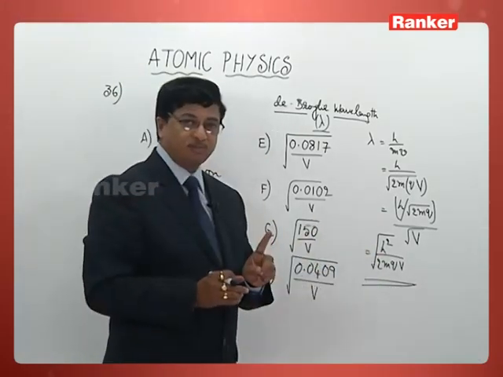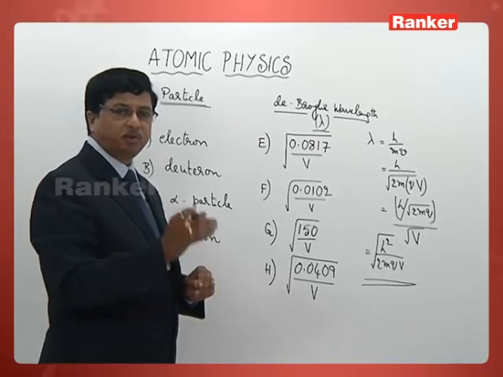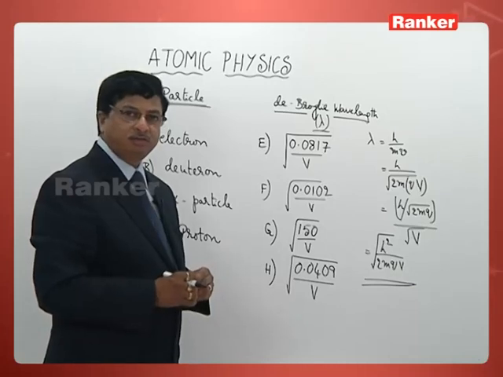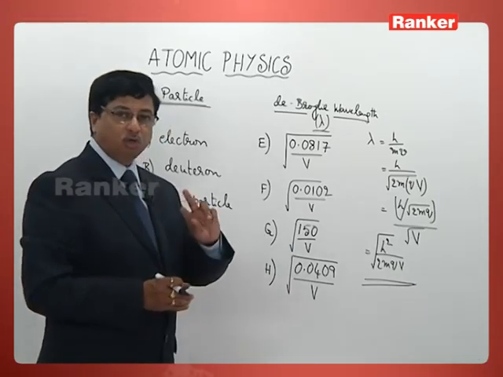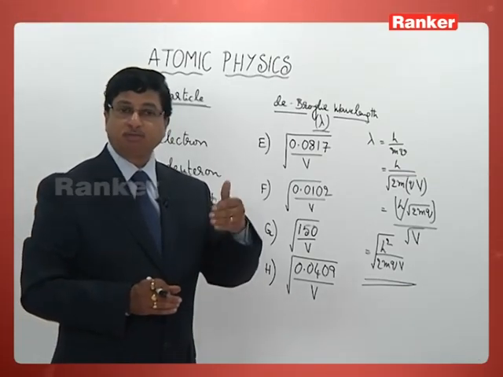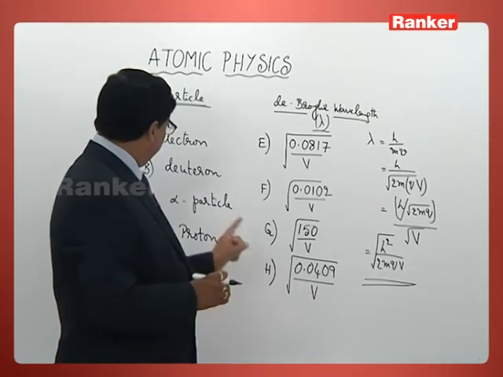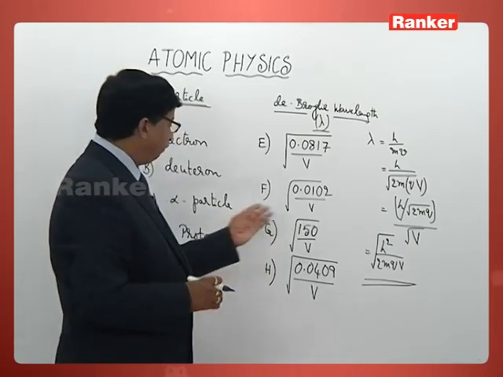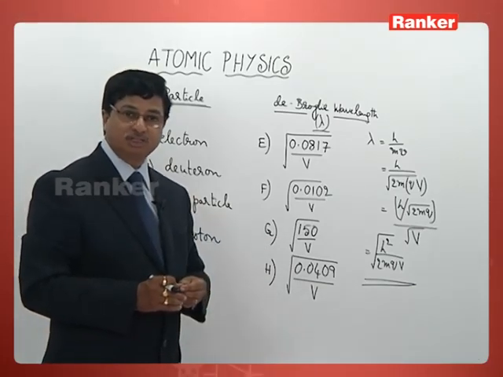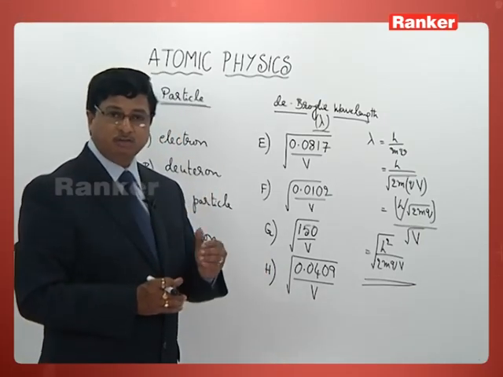Twice the mass of each particle is to be considered. First, the electron: 9.1 into 10 power minus 31 kg. Second, the deuteron, whose mass is going to have 2 units, that is twice the value of a proton, 1.67 into 10 to the power minus 27 kg. Next, the alpha particle. Once again its mass this time is 4 units, so 4 times that of a proton you have to consider. Likewise, the proton is 1 unit, 1.67 into 10 to the power minus 27 kg.